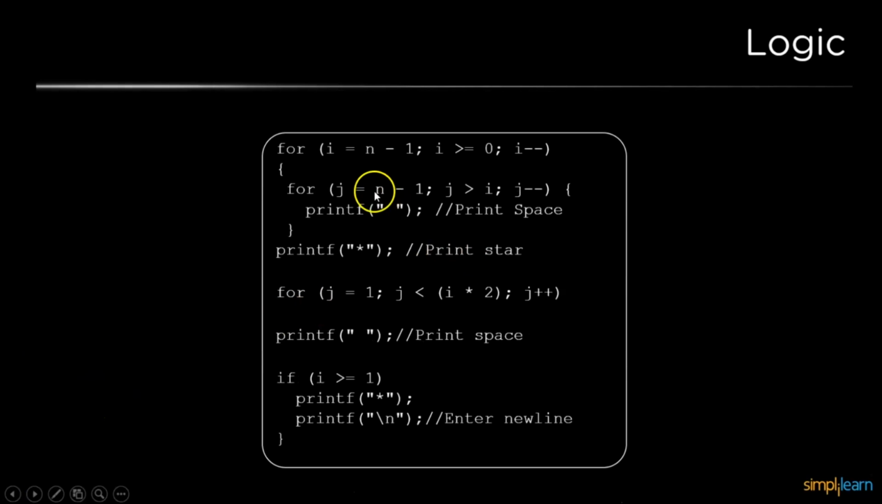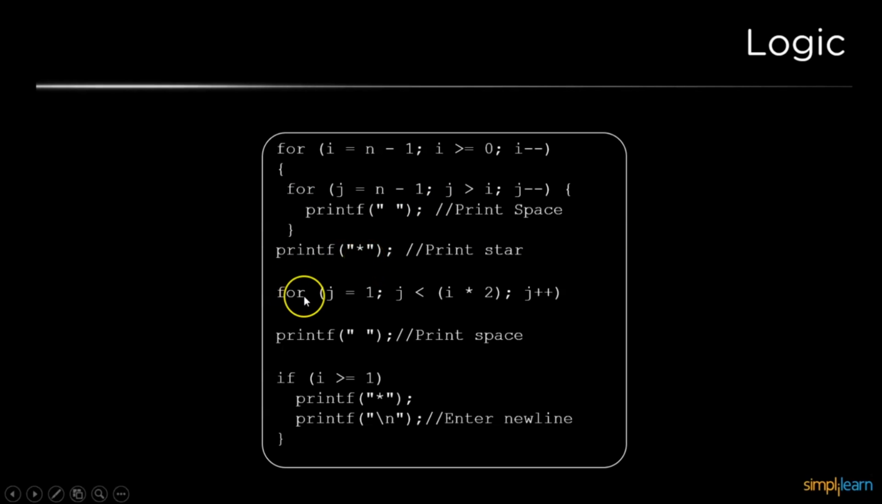So in the given code, the difference is that we have i is equal to n minus 1. So the i value must be greater than or equal to 0. If the condition is satisfied, it comes to a for loop where j is equal to n minus 1. So if j is greater than i, then it prints the space. If the condition is not satisfied, then it comes out and prints the star.